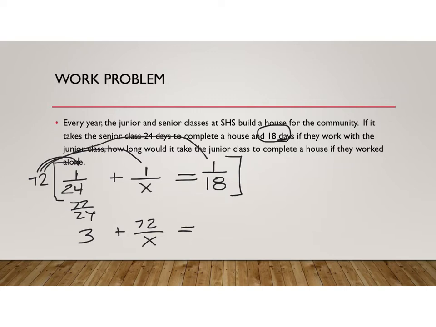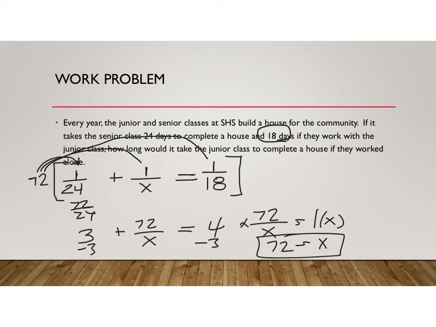And this would cancel and give me 4. So I would subtract the 3 and get 72 over x is equal to 1. Multiply both sides by x. I get 1x to be 72. So it would take them 72 days to do that.